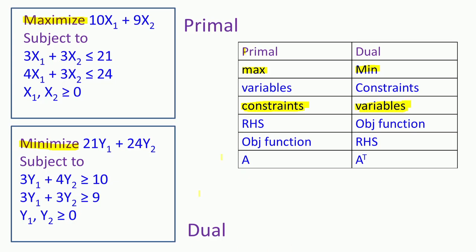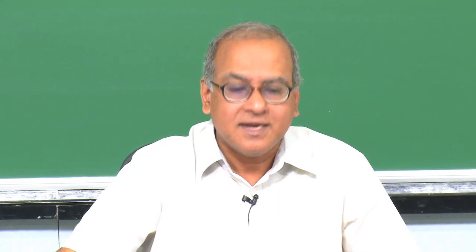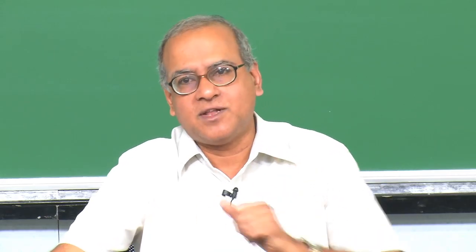Having defined y1 and y2, we went ahead and said 3y1 plus 4y2 is greater than or equal to 10, 3y1 plus 3y2 is greater than or equal to 9. Therefore the number of constraints in the dual will be equal to the number of variables in the primal. It is very important to understand that. In this example we may not be able to bring it out very well because both are two in number, but in the next example we will have an unequal number of variables and constraints and we will be able to bring this aspect out much better.